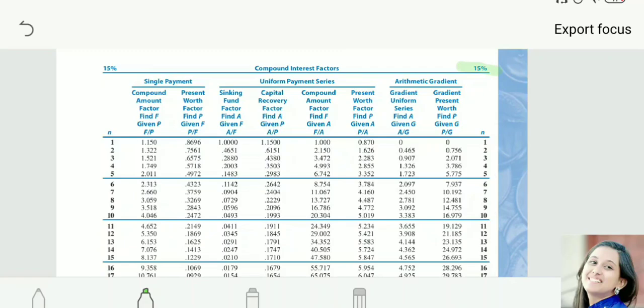We are finding out the single payment compound amount factor F by P, and how much is the time period given to you? 10 years. So for 10 years, it is 4.046. Did you understand? So this 4.046 I have to multiply with my present amount that is given.